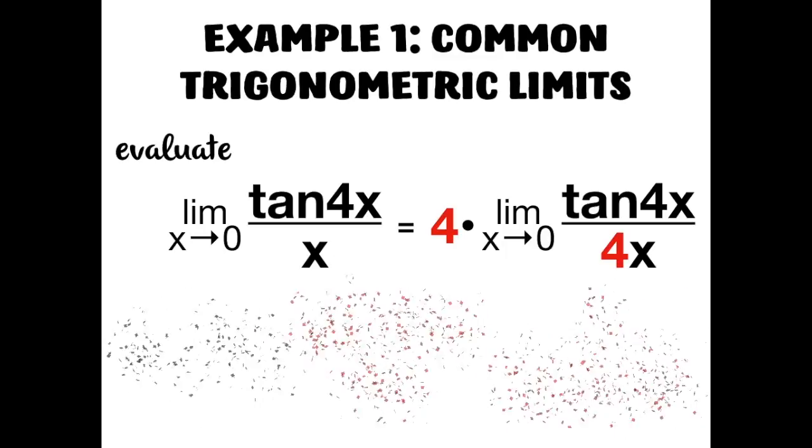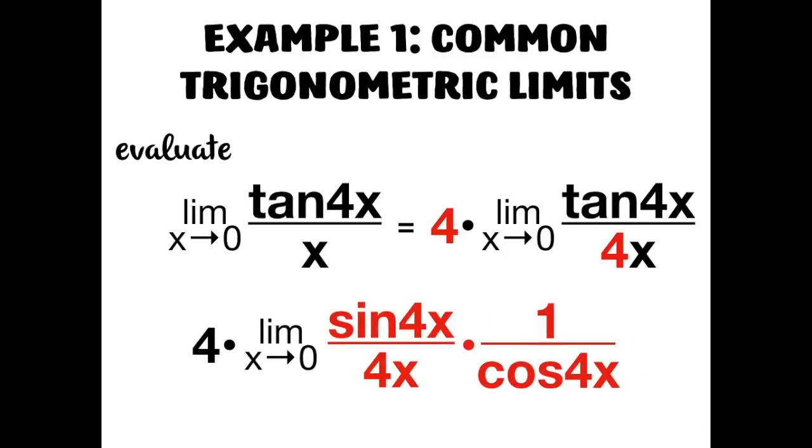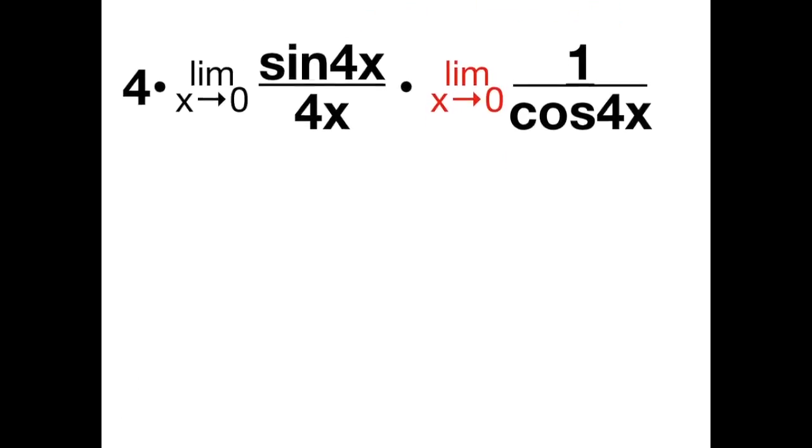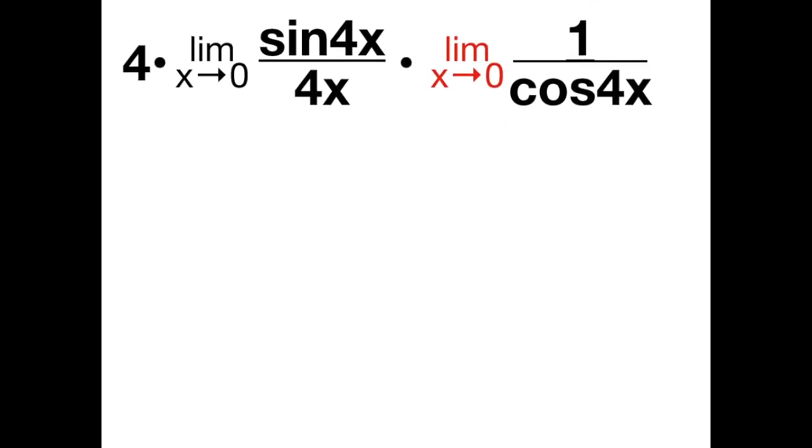The next step would be to change tangent into sine and cosine terms. Remember that tangent is sine over cosine, so we can rewrite this as 4 times the limit of sine of 4x over 4x multiplied by 1 over cosine 4x as x approaches 0. After this, we can also apply the limit separately to the 1 over cosine 4x according to the properties of limits. At this point, this is where the knowledge of common trig limits comes in handy.